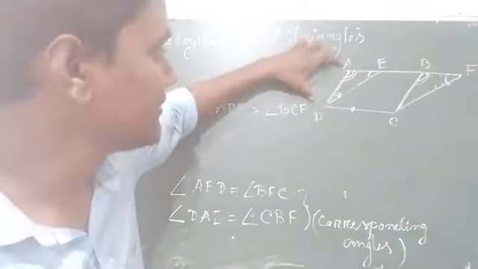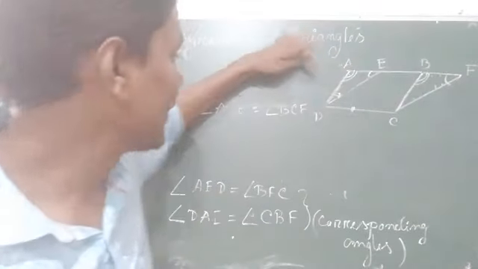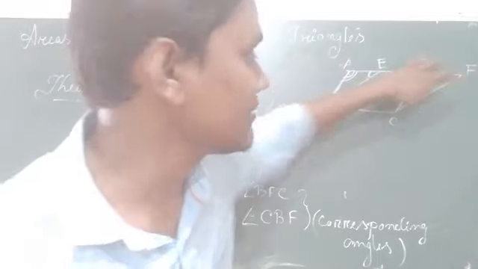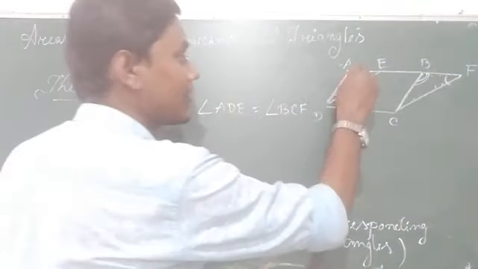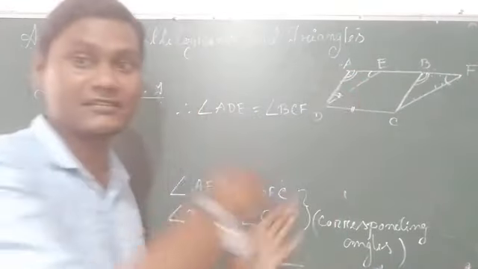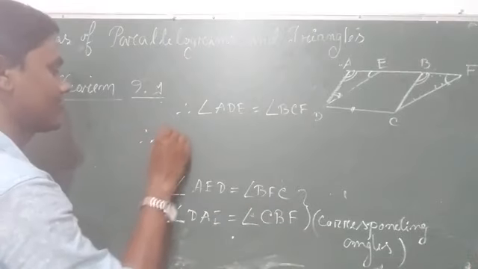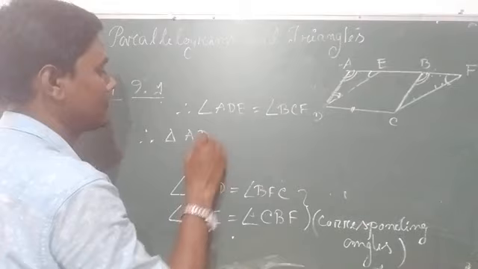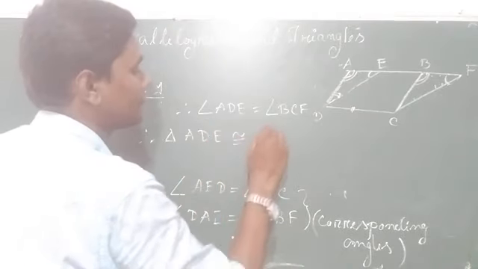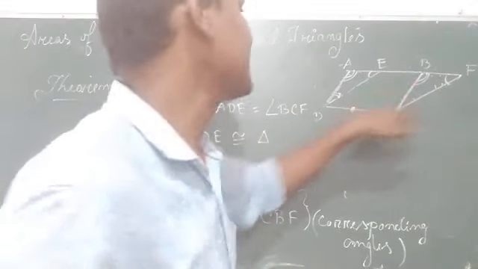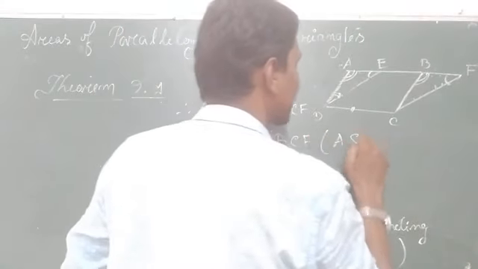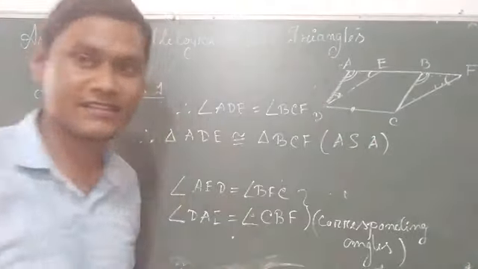Next, this side AD is equal to side BC, and this ADE angle is equal to BCF angle. Now by using the angle side angle rule, I can say that these two triangles are congruent. Therefore, I can write triangle ADE is congruent with triangle BCF, by the angle side angle rule.